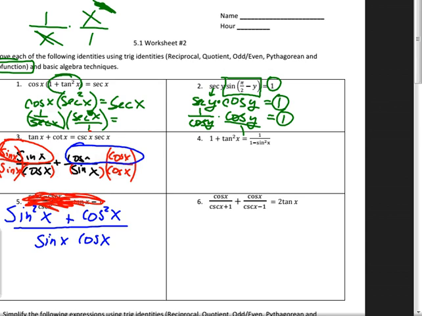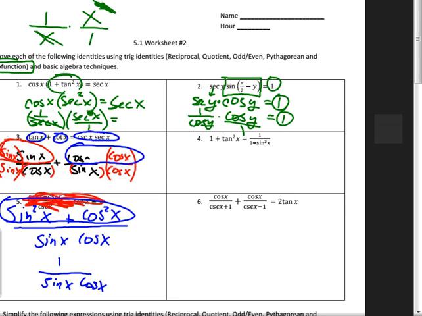Now it seems pretty dismal at this point. It's getting more and more complicated. But do you know what? We've got it down to just one fraction. That's progress. Because it was two things, and now it's only one thing. So what is sine squared plus cosine squared? Come on, memory banks. 1. So it's 1 over sine x, cosine x.